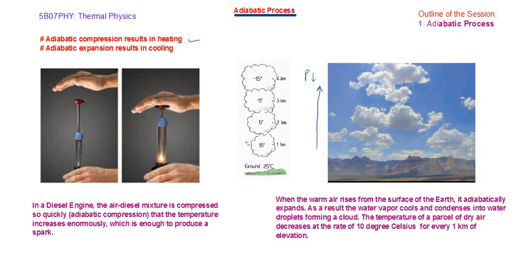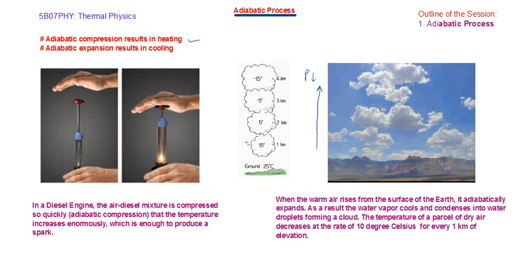And it's in general found that the temperature of a parcel of dry air, meaning a bunch of dry air, decreases at the rate of 10 degrees Celsius for every 1 kilometer of elevation in the atmosphere.